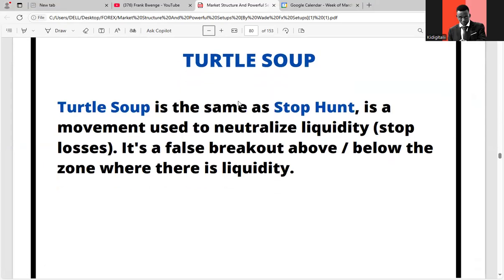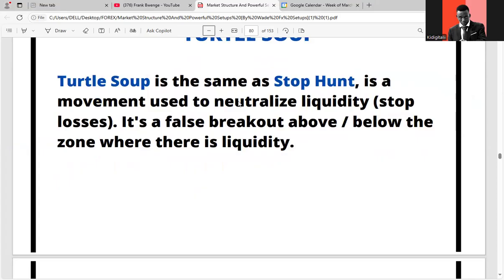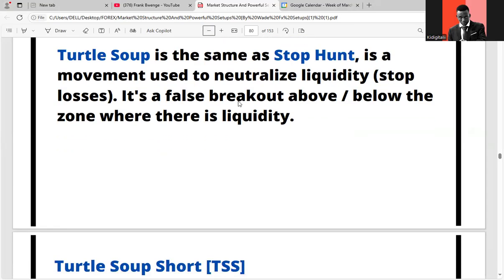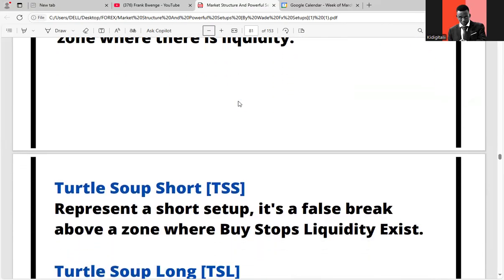So let's see, turtle soup. This is one of the setups that neutralizes liquidity. That means it always takes out the stop losses before it moves in the direction that we want to take our trade. So it is the first breakout that always starts before we enter into the trade, and that first breakout is aimed at sweeping out liquidity.